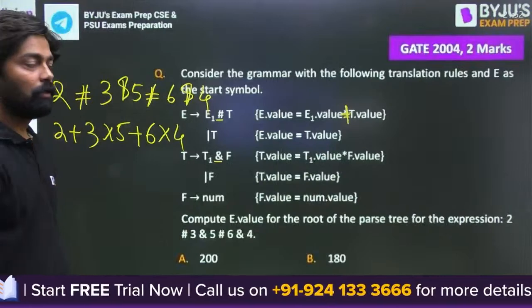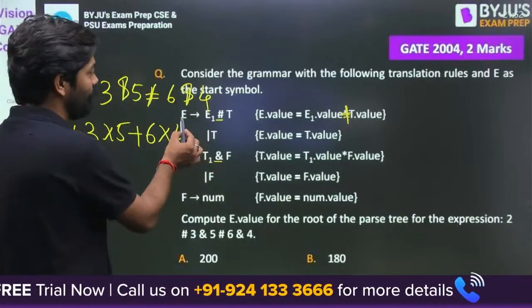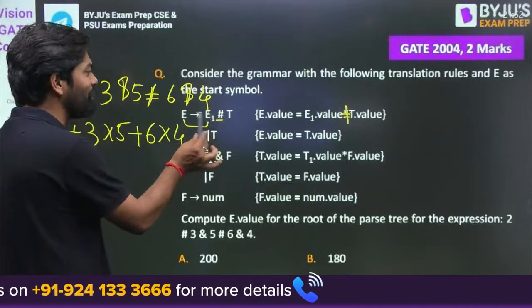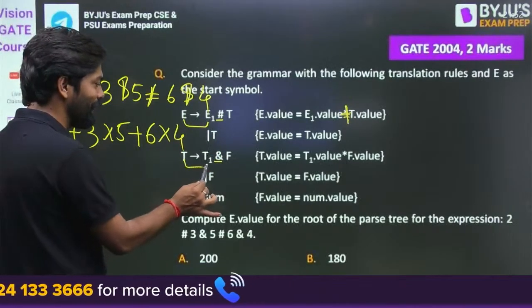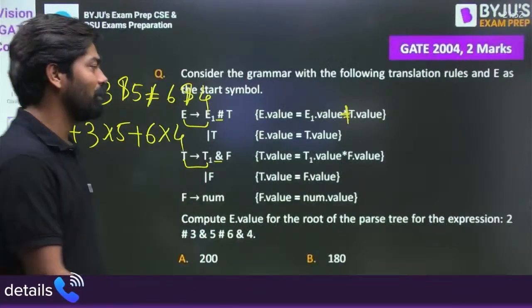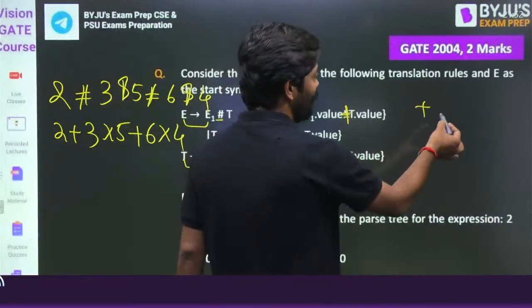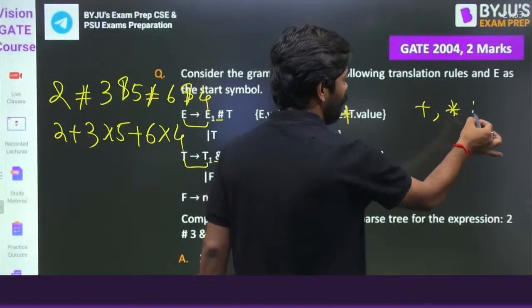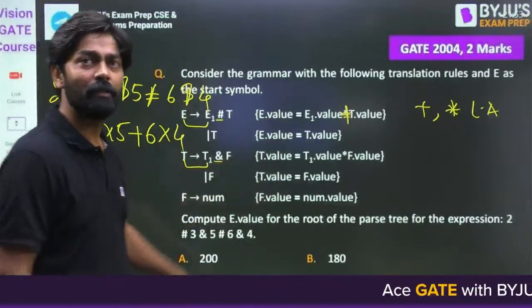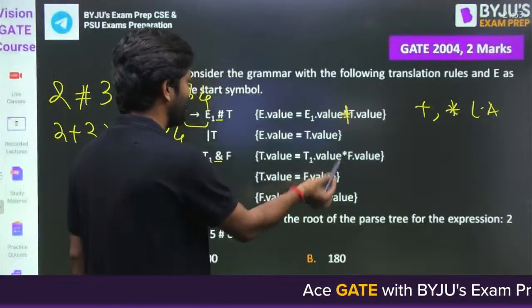And this grammar, see here, this grammar is left recursive. Sir, even me, only to distinguish they have written E and E1. It is left recursive only. So plus and multiplication is what? Left recursive. Means plus and multiplication is what? Left associative. And which one is having higher precedence? Multiplication, because multiplication is farthest from the start symbol.